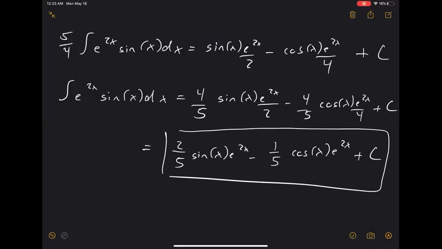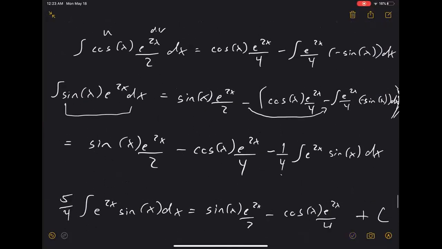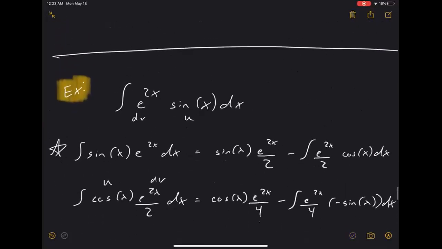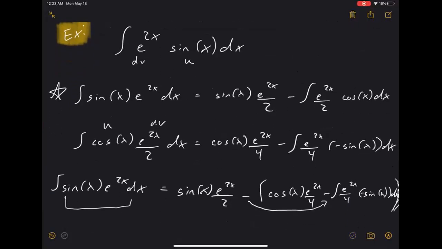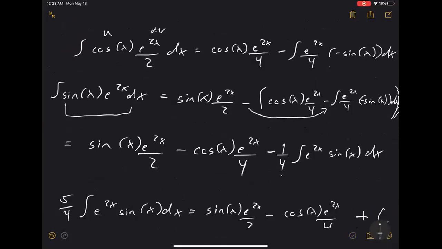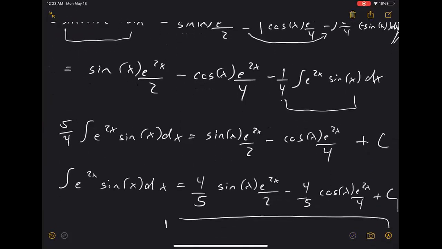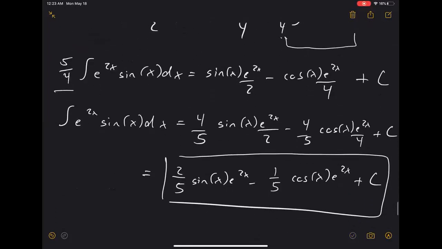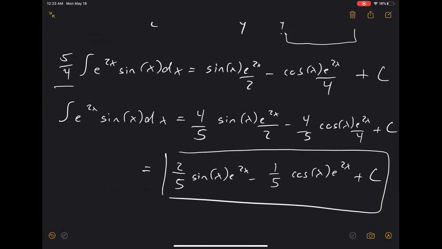That's my antiderivative. So that's the little trick we use when we're doing integration by parts multiple times with trig stuff involved. We're going to do it twice, and then we should end up with our original integral times a constant on the right side, and then we're going to move that original integral over and then divide out that constant. Okay, so that's our little trick for integration by parts multiple times with trig stuff.